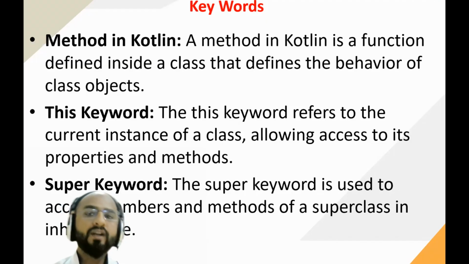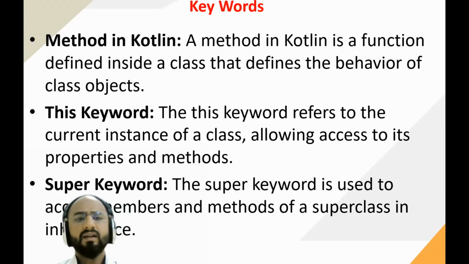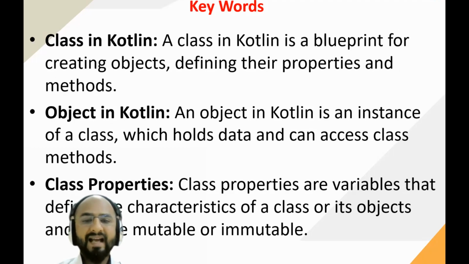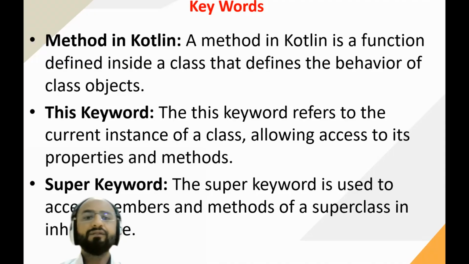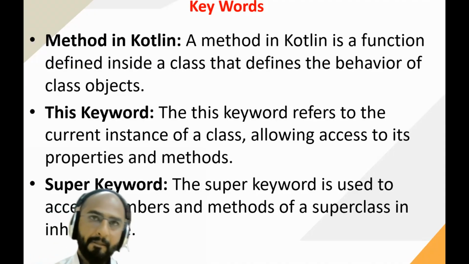Method in Kotlin. What is a method? A method in Kotlin is a function defined inside a class that defines the behavior of the object. So you can say a class property defines the characteristics and a class method defines the functioning of that particular behavior. It is defining the behavior of that particular object.